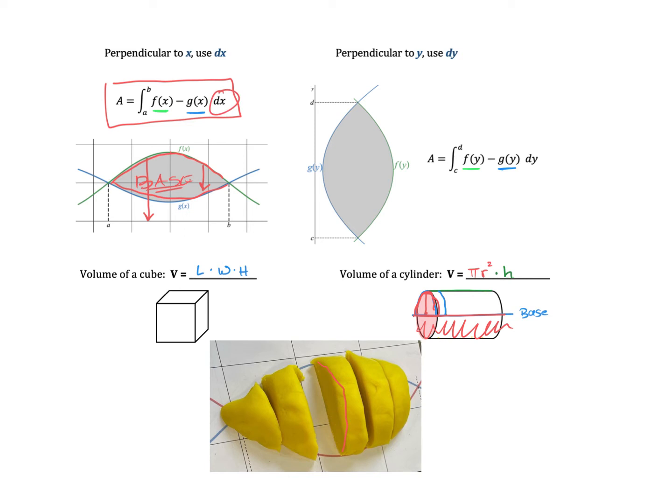But if we cut our cross sections perpendicular to the y-axis, we'll integrate with respect to y. So these are the cross sections. On this one, we had our x-axis down here. It's not shown in the drawing. And we cut our cross sections perpendicular to the x-axis, and so this would be an x-axis.